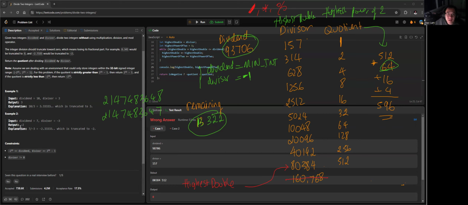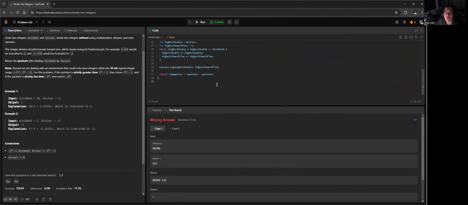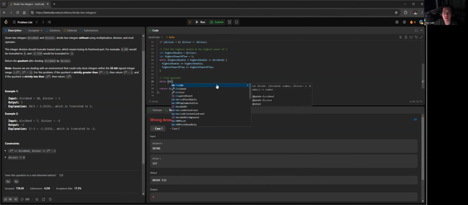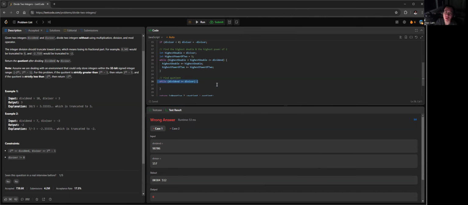Okay, so let's do that. What are we going to do here? We will find a function. So while the dividend is greater than or equal to the divisor. The only condition when we stop is when the remaining, which is the new dividend, is less than the divisor, which means we can no longer divide. So we just break the loop.